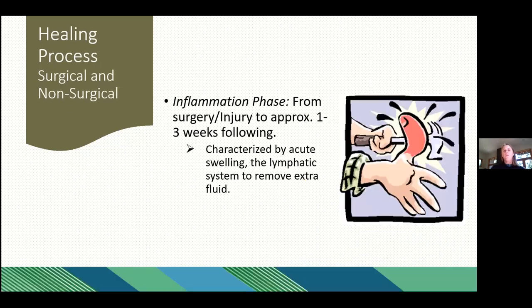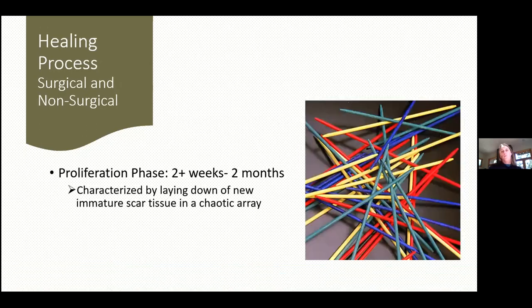So in the first phase, we have this inflammatory phase, and that's usually right after surgery or right after injury, up to about 1 to 3 weeks following. And this is usually characterized by an increase in swelling. You have the lymph system doing its work to remove debris and extra fluid from the area to create the initial phases of the healing. Okay, and once you get past that, it's what we call proliferation, right? Or scar tissue starts to get laid down, and that's from anywhere from 2 weeks to sometimes up to 2 months.